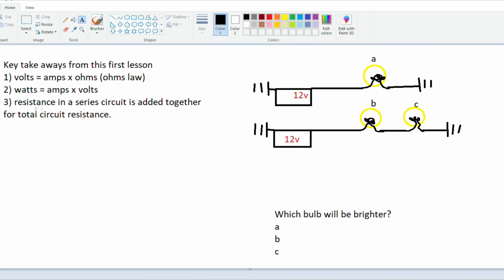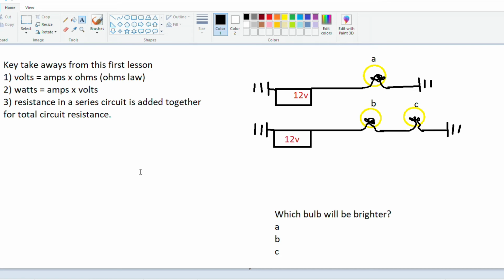And the third thing you need to take away here is resistance in a series circuit is added together for total circuit resistance. So now keeping that all in mind, we're going to start with our first question here. If you could just pause the video and figure it out, we'll be discussing the answer right away.